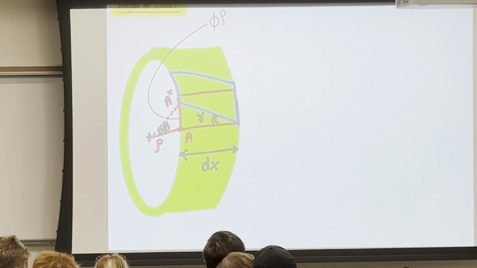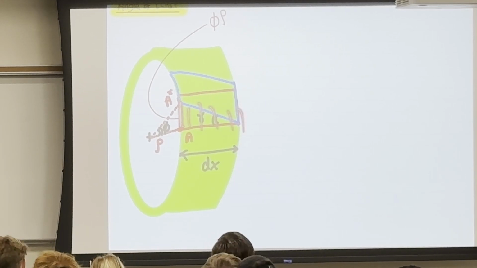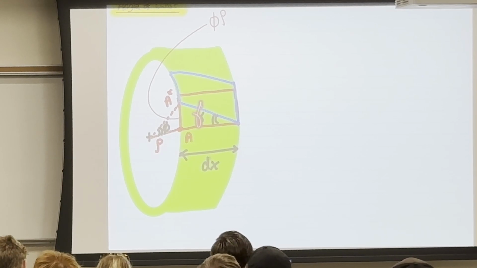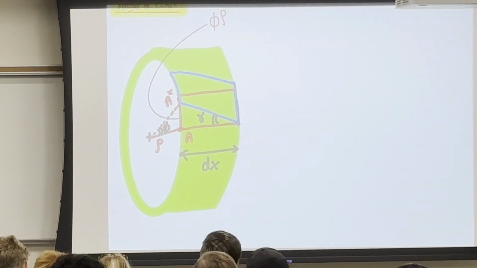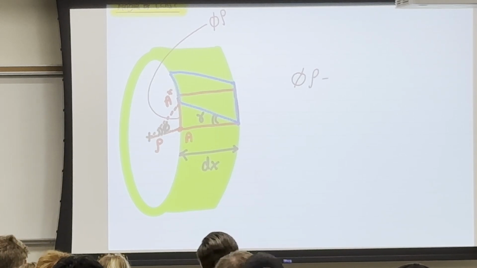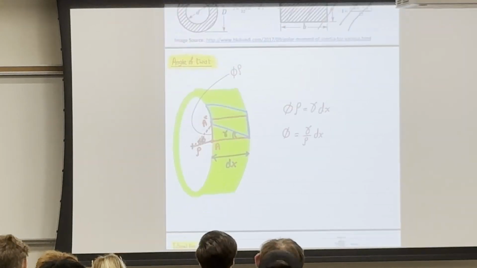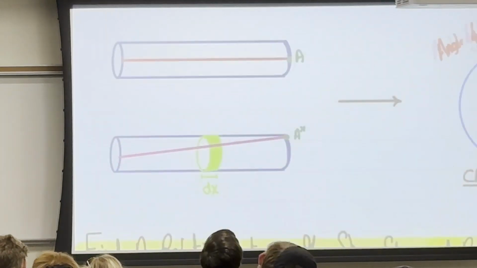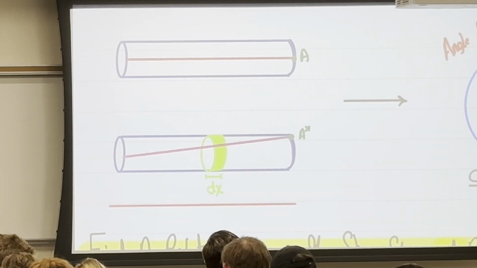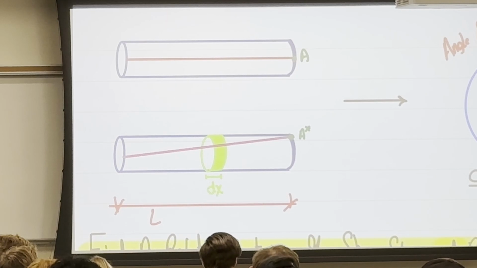Okay? That's from the cross-section side. But what about from this side? What is this length equal to? We already said that before. Gamma times dx, right? So we can basically say phi times rho is equal to gamma dx. And again, when you see dx, that means that we want to integrate over the whole length. So phi is equal to gamma over rho dx. The small portion that we took was dx. What did we take this from? We took it from that beam, which has a length of L, right? So logically, we want to integrate from 0 to the whole L.